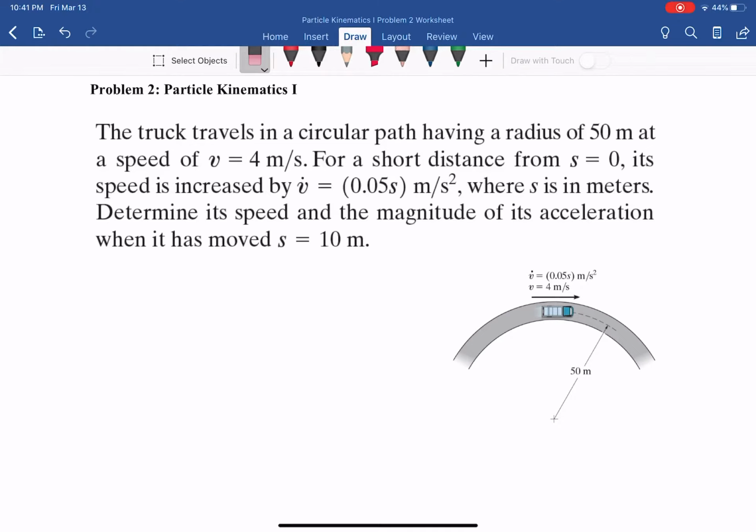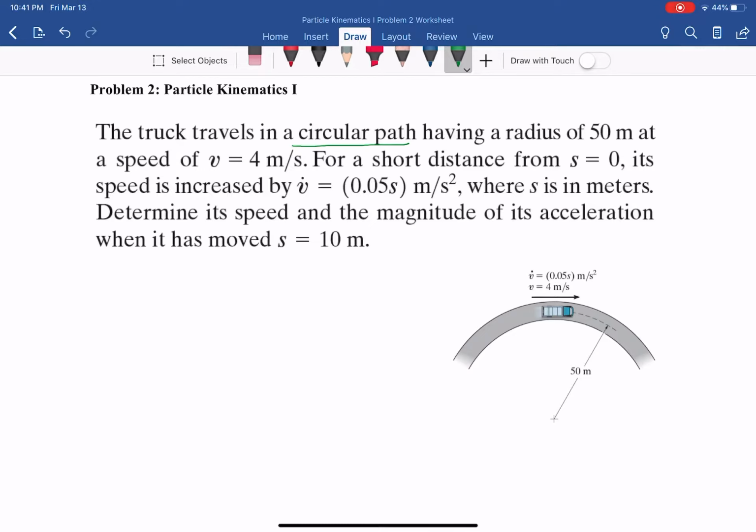So this is problem 2 of particle kinematics 1. In this case, the truck travels in a circular path. One of the two types of motion in particle kinematics is rectilinear and curvilinear. And in the circular path, it will be a curvilinear motion.